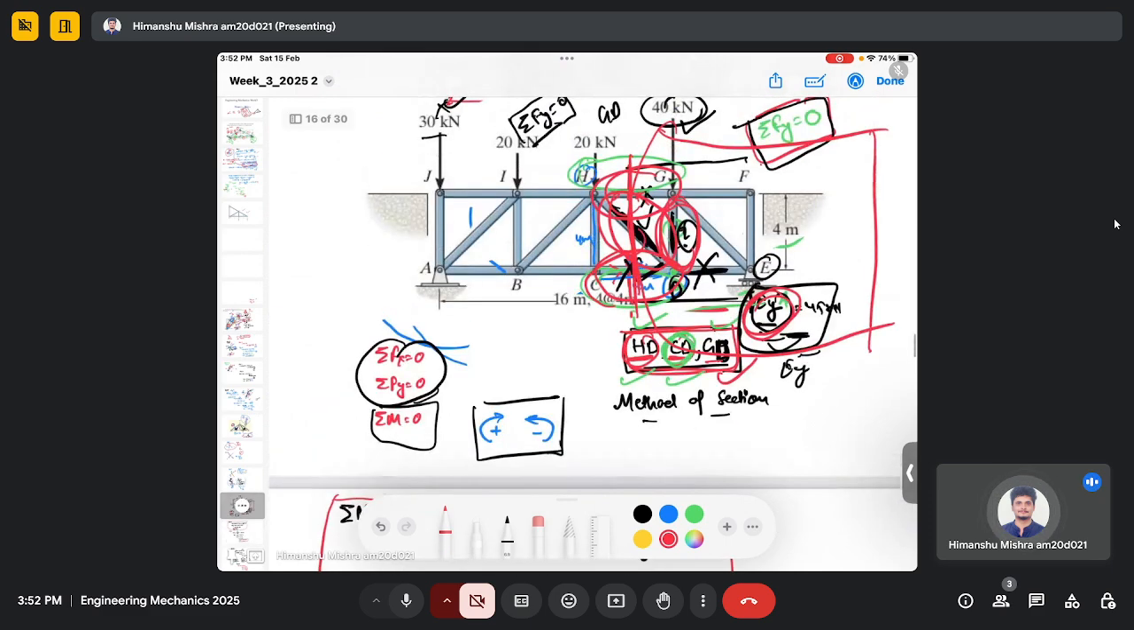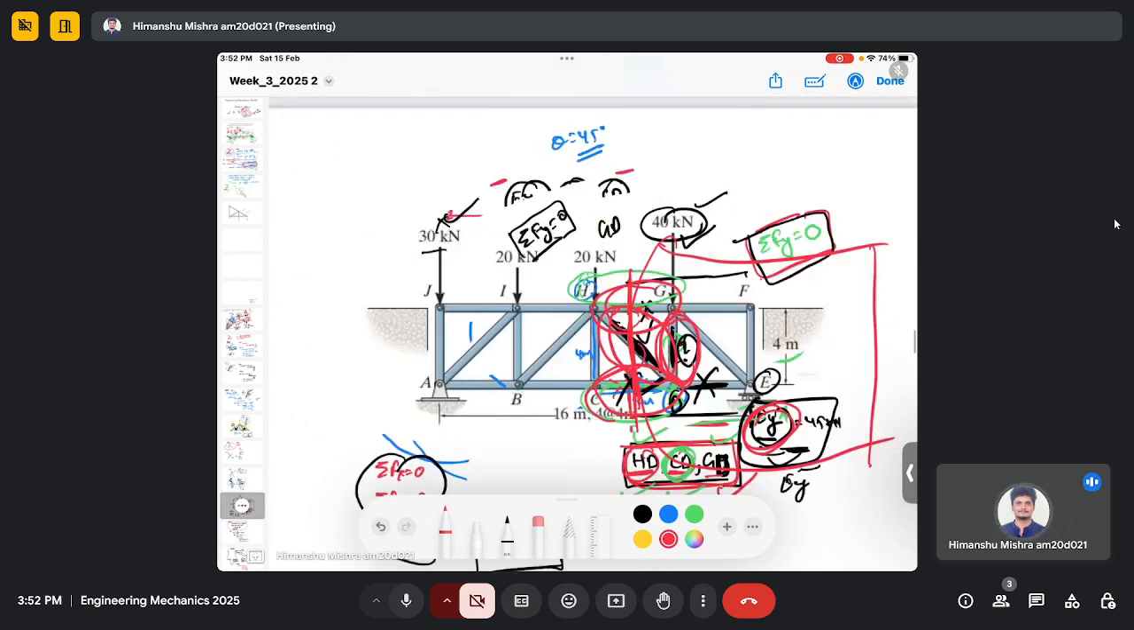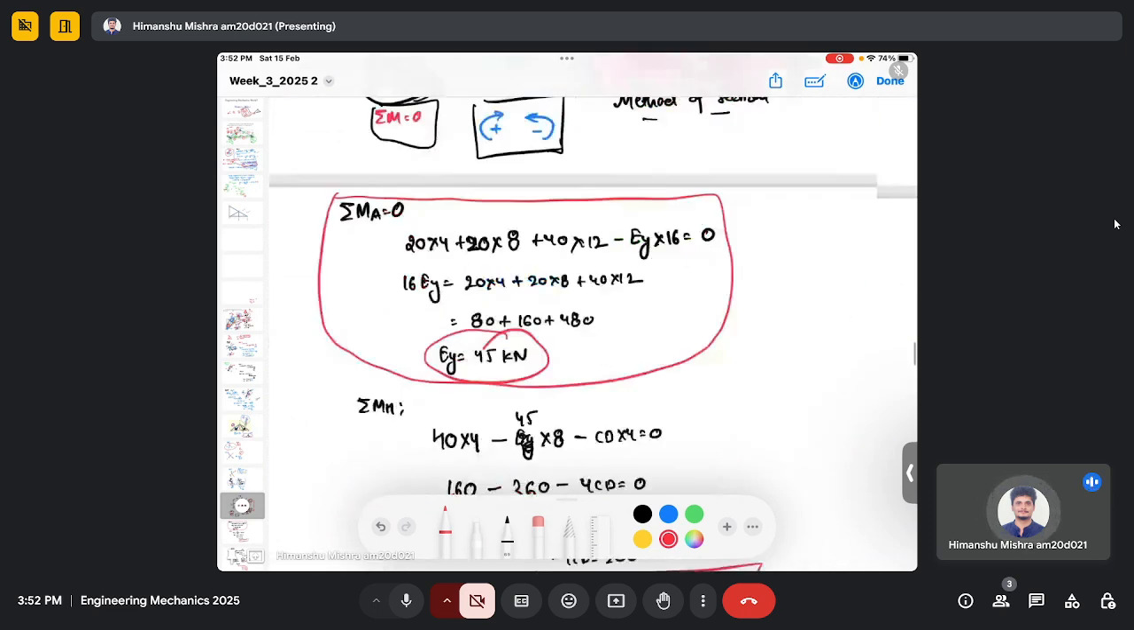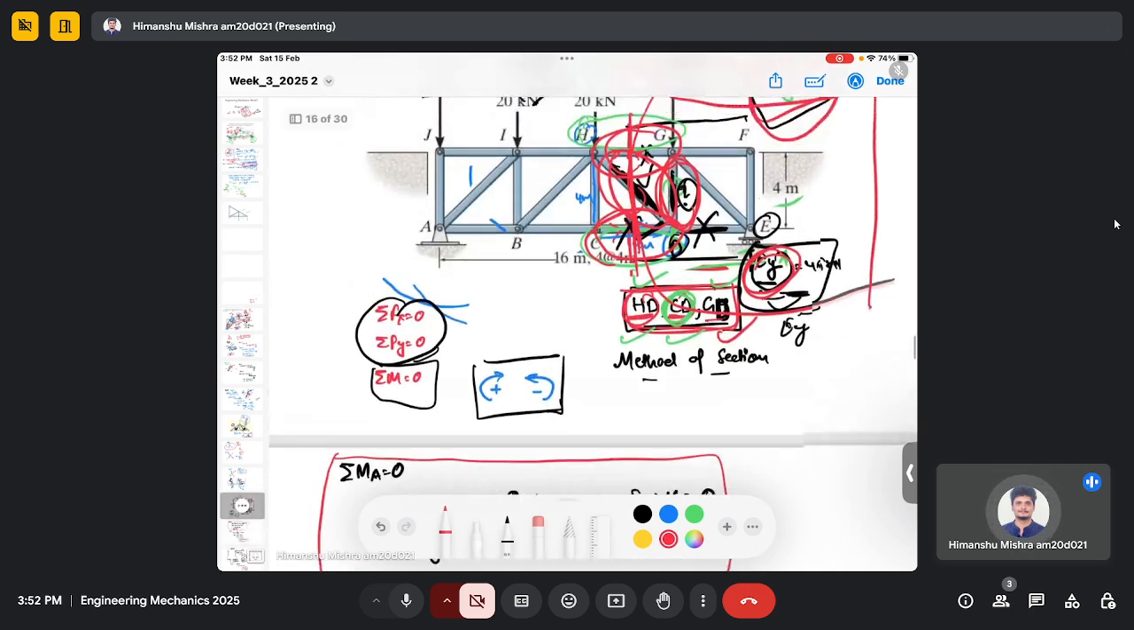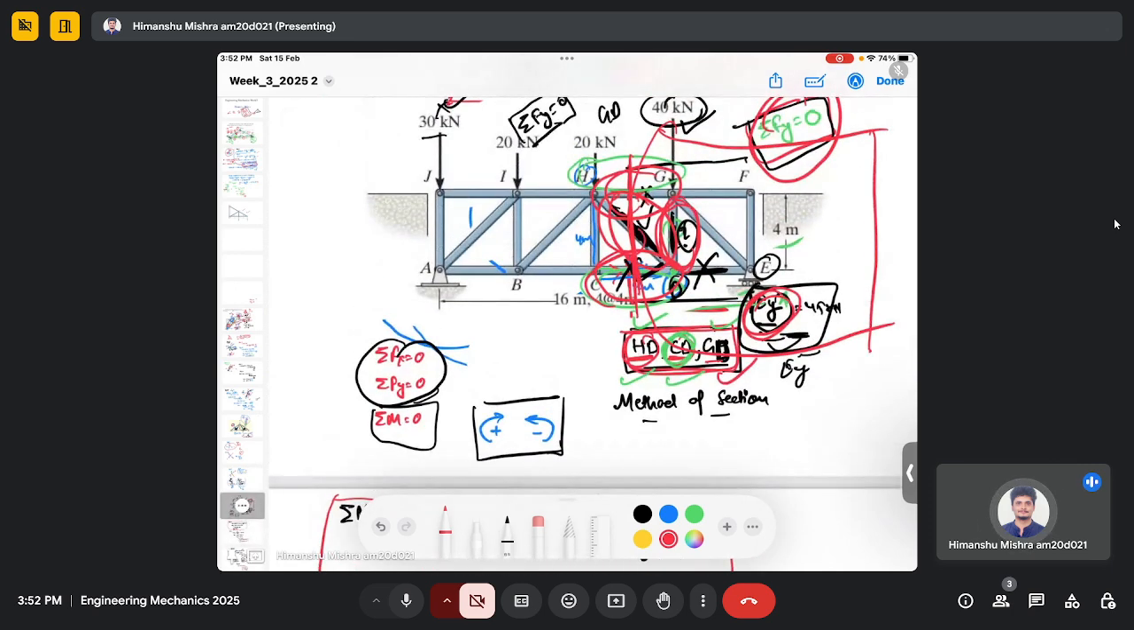Then we see the diagram and we found that if I use the summation of force in the y direction and equate it to 0, then I can actually find another force, and we found the force in the member HD. Just to be noted that you have to use either side of the truss. So we are using here the right side.